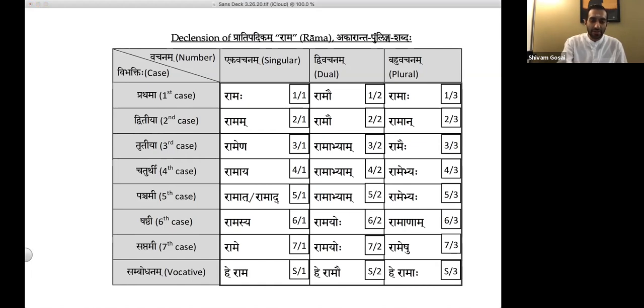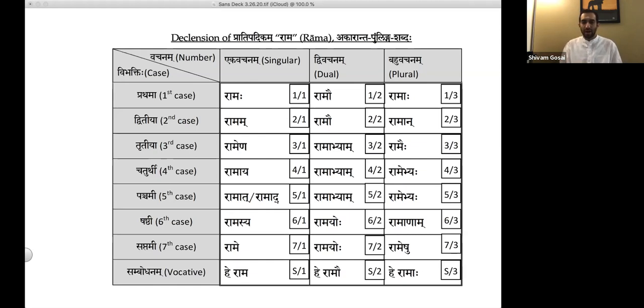So fifth case, ready? Repeat after me. Ramat or Ramad with a da. Okay? It can be either or. Now, more commonly we see the takara, the first one. But sometimes if it's at the end of a sentence, you'll see Ramad with a dakara.